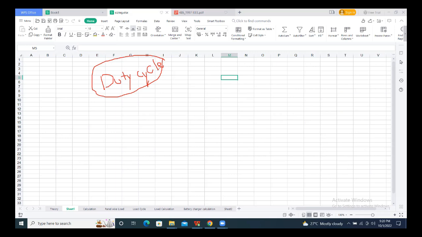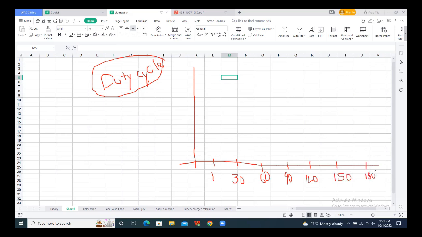Generally, when you are preparing the duty cycle, in my prediction it depends upon how much time you require the battery. The preferred time for substations is mostly 3 hours. If you want, you can take 5 hours also. For timing, I'm taking 3 hours. I'm drawing a scale in minutes: 30 minutes, 60 minutes, 90 minutes, 120 minutes, 150 minutes, 180 minutes. So that is 3 hours.